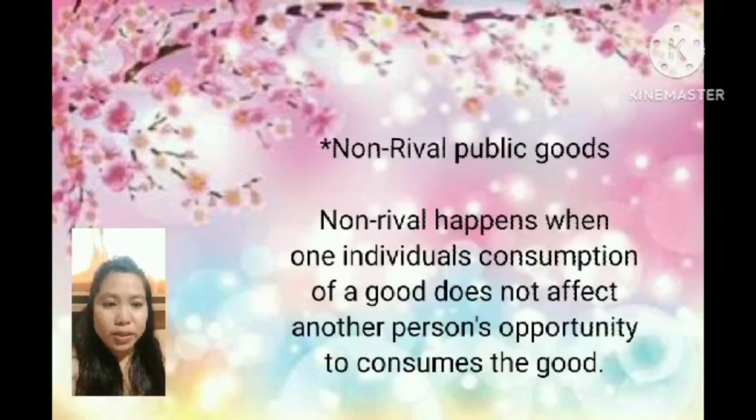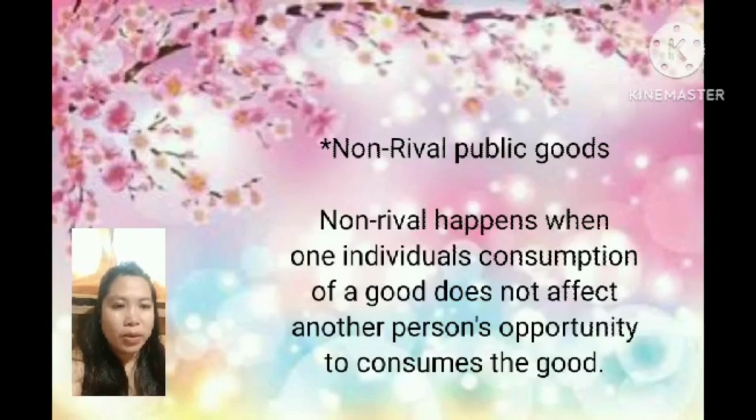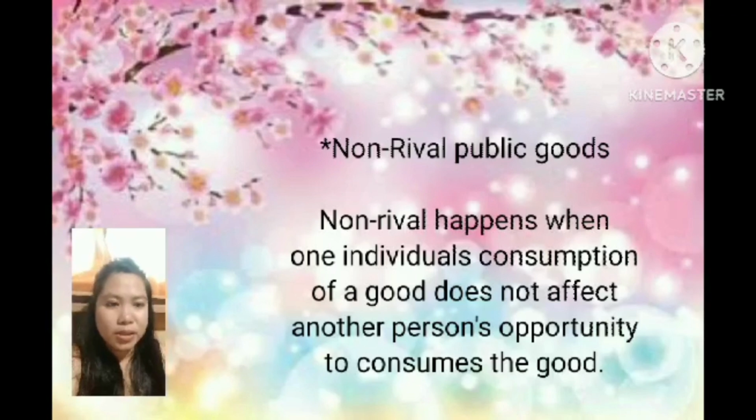Non-rival public goods. Non-rival happens when one individual's consumption of a good does not affect another person's opportunity to consume the good. Non-rival also means that consumption of a good by one person does not reduce the amount available for others. Examples of non-rival goods are clean air, street lights, and public safety.